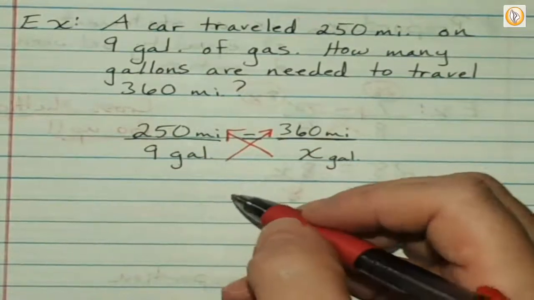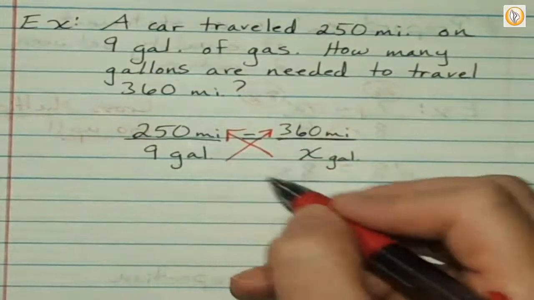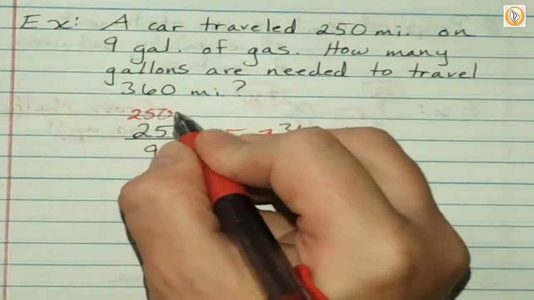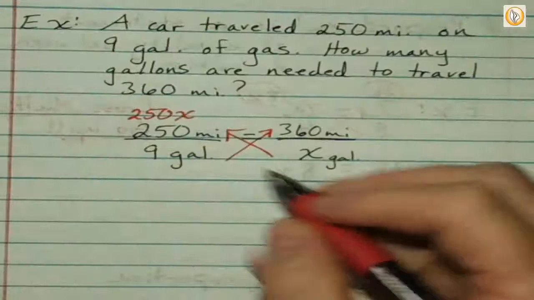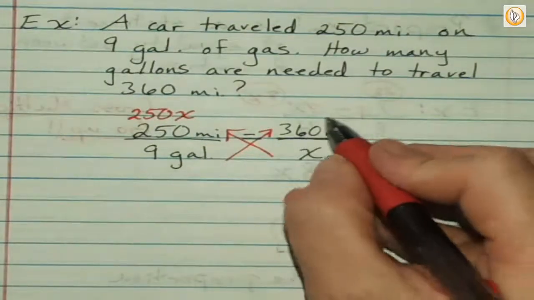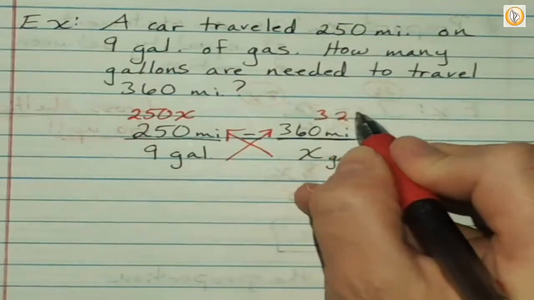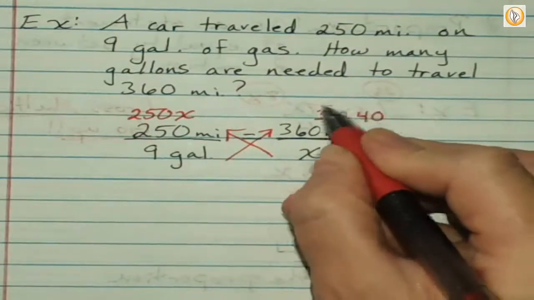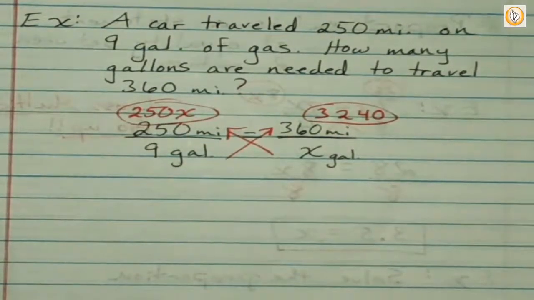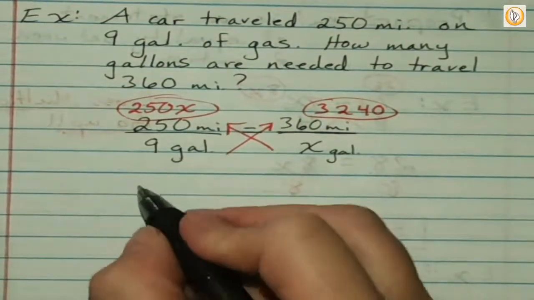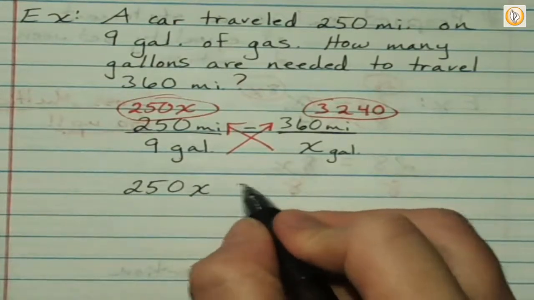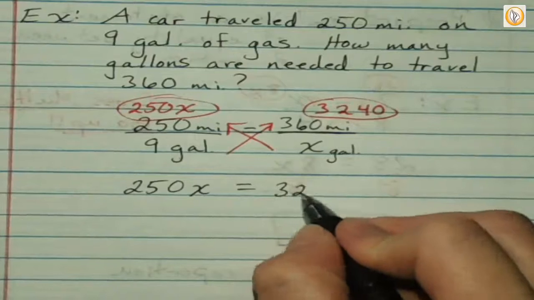250 to, and again, Cecilia, do we go up or down? Up. So x times 250 is 250x. And 9 times 360 is 3,240. I always circle these so I can remember. And then I rewrite it, keeping it on the same side as it was done.